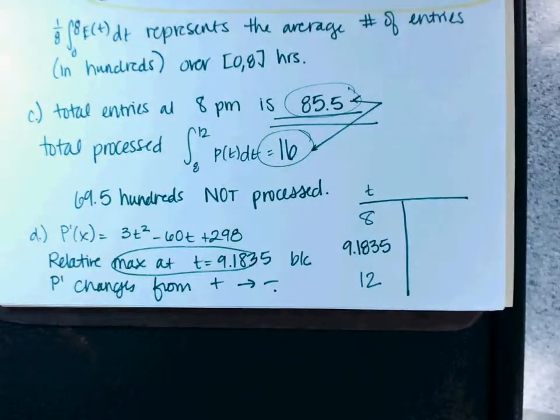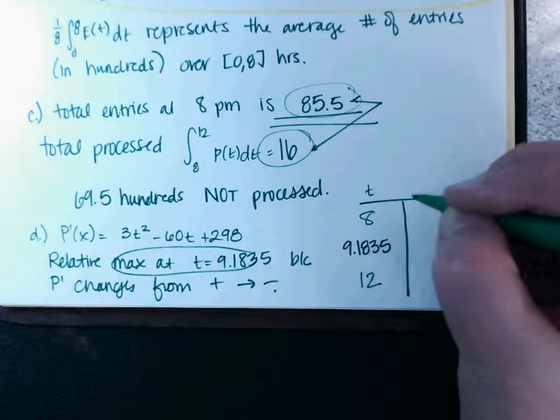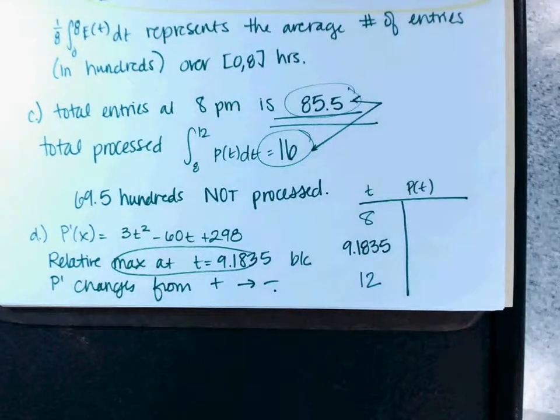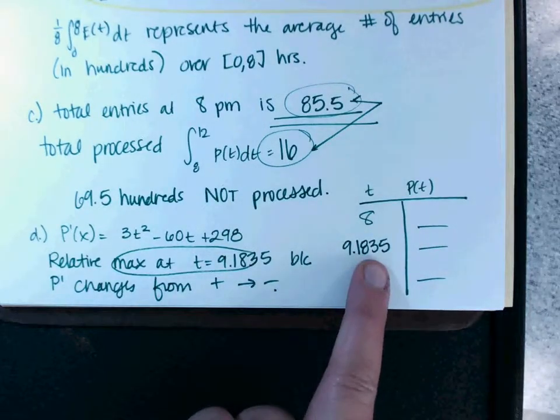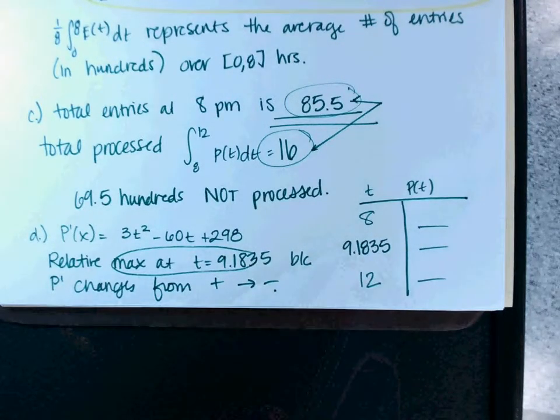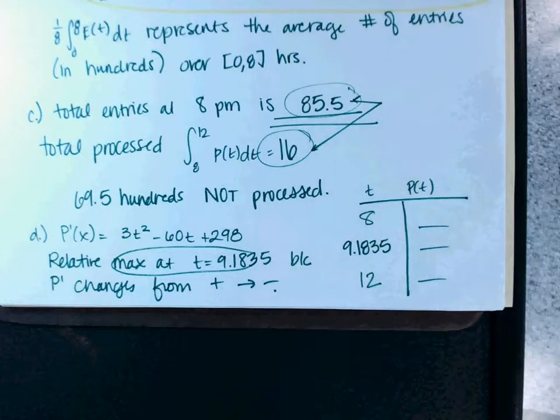And then where would you be plugging those into? Not to p prime, but back into p of t. So just remember, you would find what those critical numbers are, and then you'd have to double check these numbers, because just because it's the relative max, it doesn't mean that it's the real max. Okay? Good job.